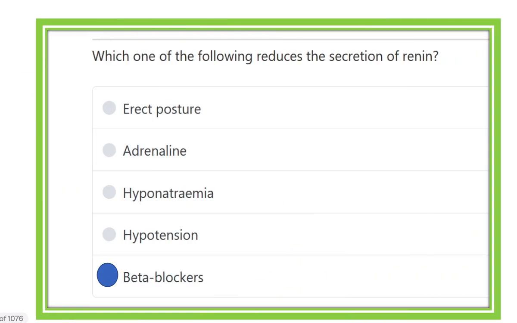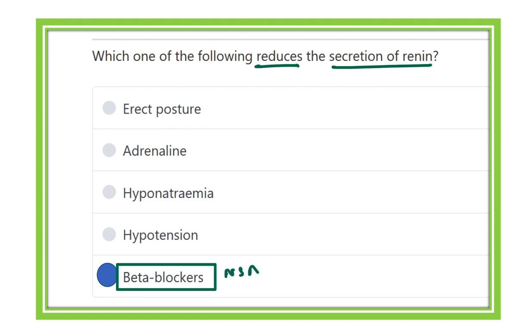So which one reduces the secretion of renin? It is the beta blocker. The beta blocker reduces the secretion of renin. Also another drug, the NSAID, also reduces the secretion of renin.